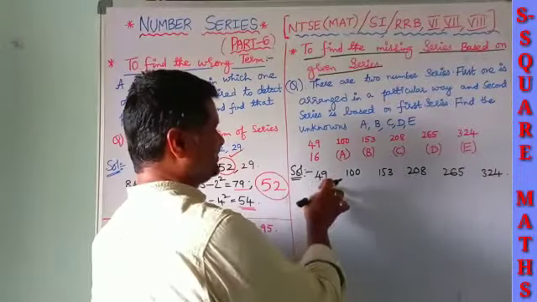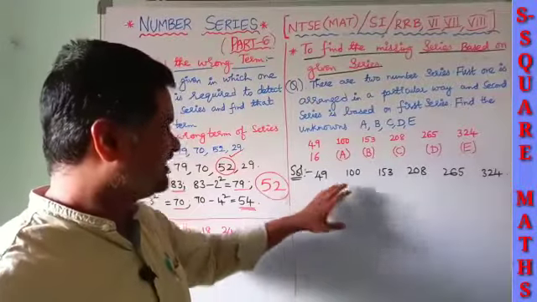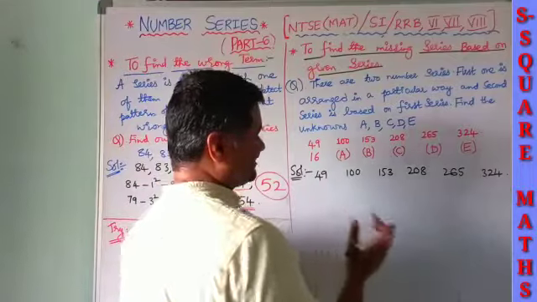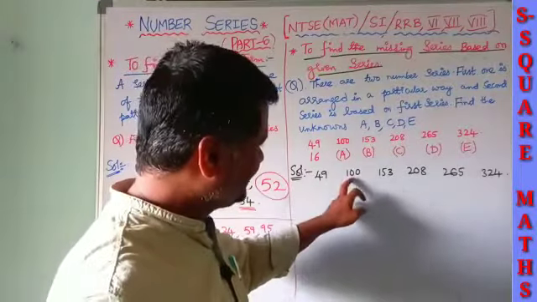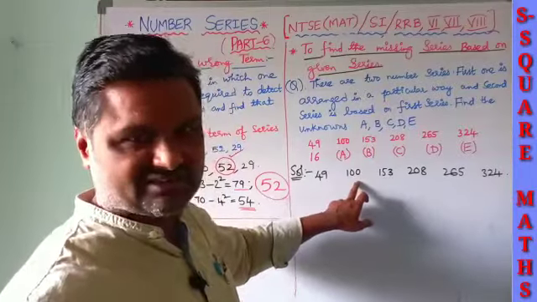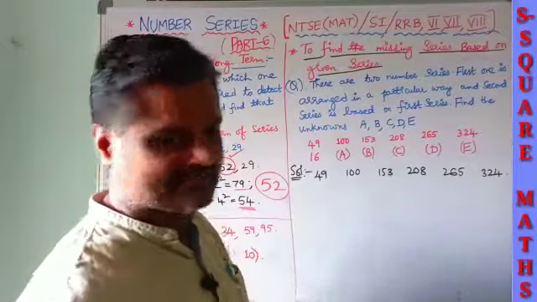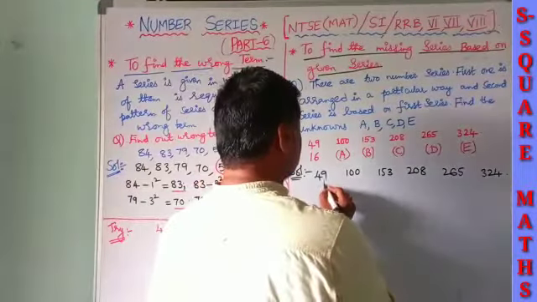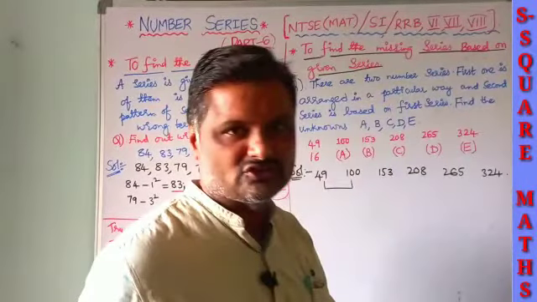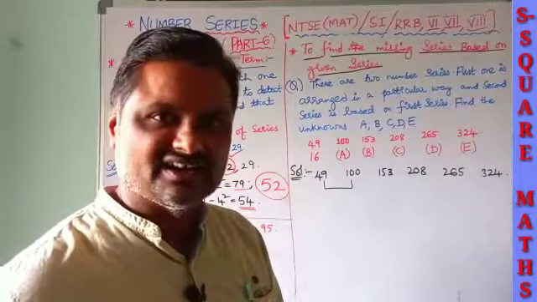If you observe carefully, 49 and 100, the difference is nothing but 51. So 49 plus 51 is nothing but our 100. Next, the difference between 100 and 153 is nothing but 53. So 100 plus 53 is 153. Again, let us write the pattern now. Since we got the first two terms, let us check whether the same pattern is going to happen for the remaining terms or not.